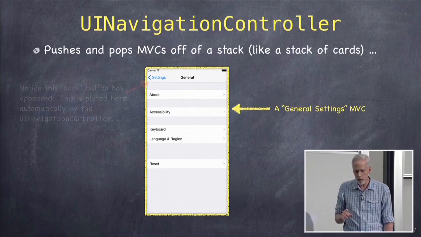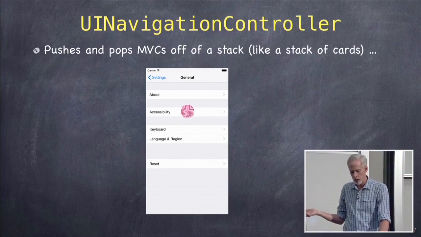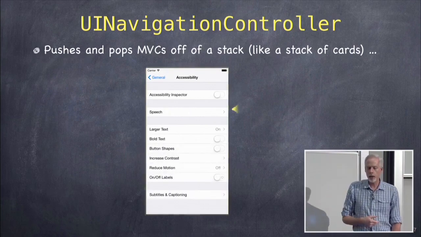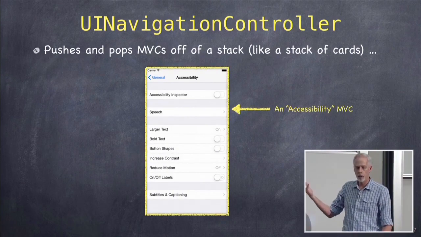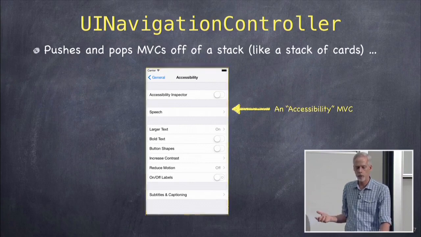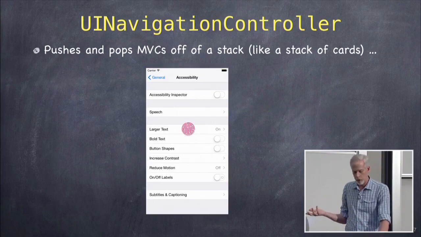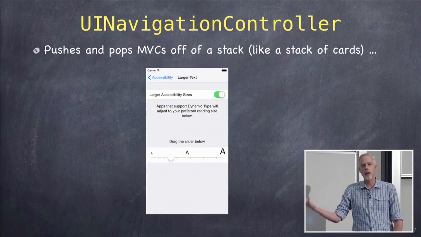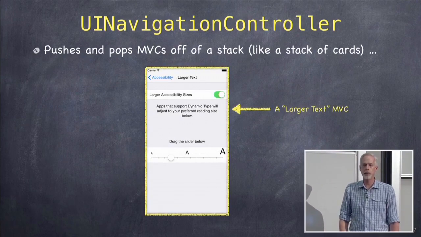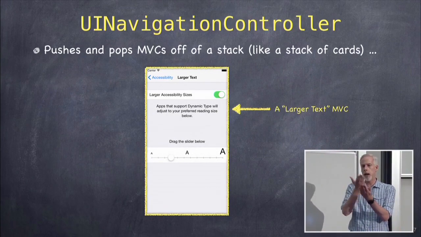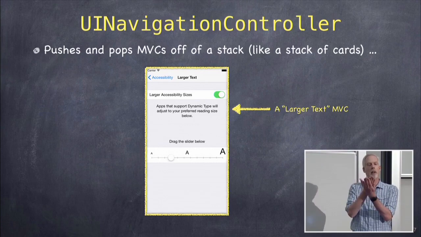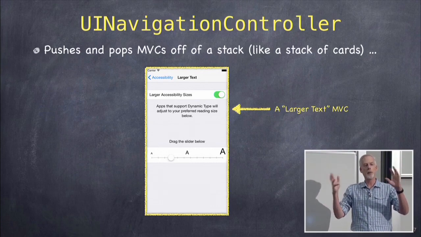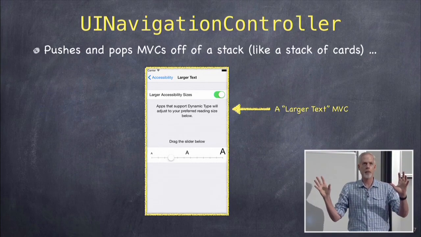But if I click somewhere in here, like on Accessibility there, then it goes to another MVC. Now we've seen 4 MVCs so far in this thing. And if I click on Larger Text in here, I get yet another MVC. Now we have 5 MVCs, right? So these MVCs just keep stacking on top. And each new one that comes on is its own world. It's completely on its own.